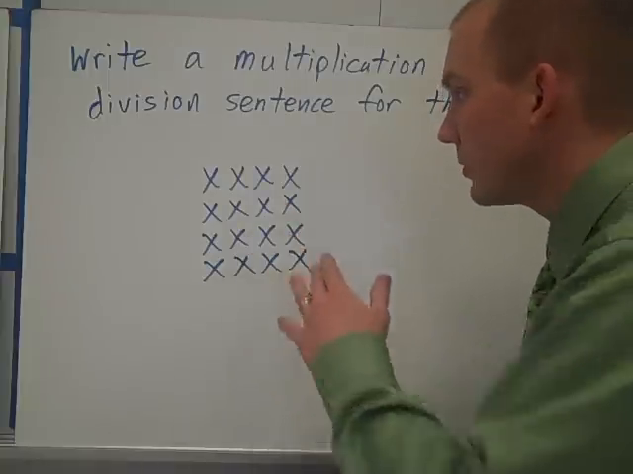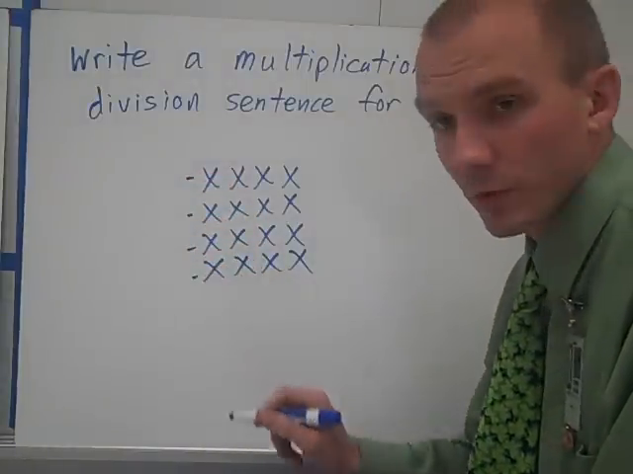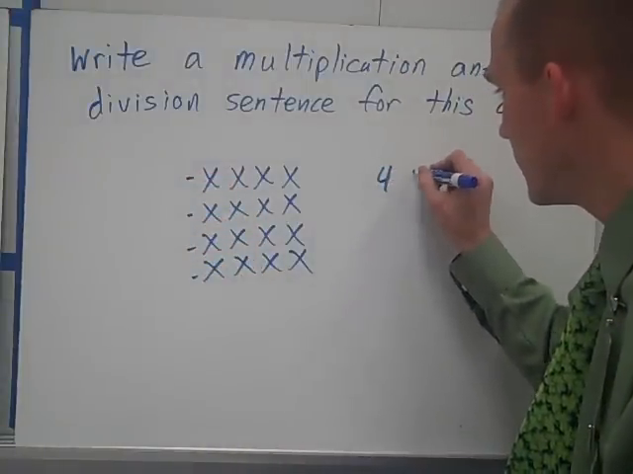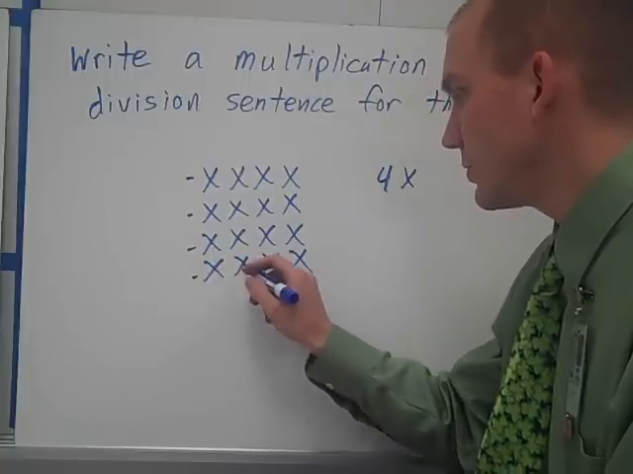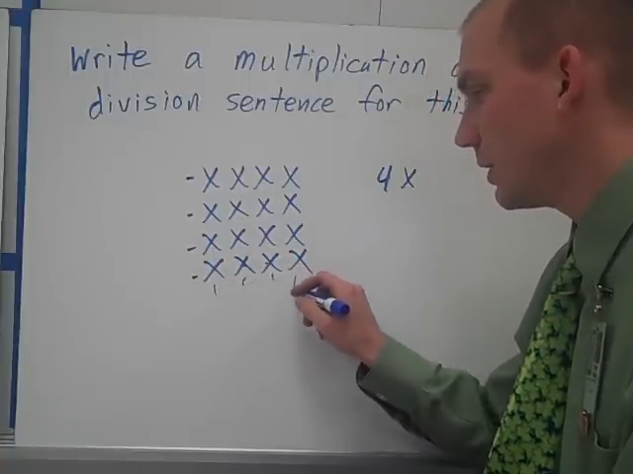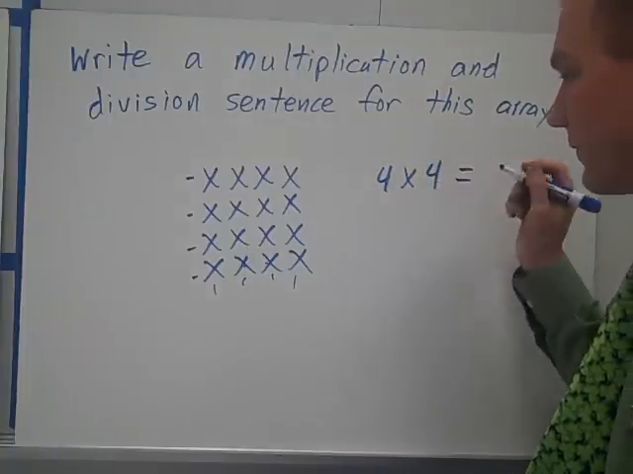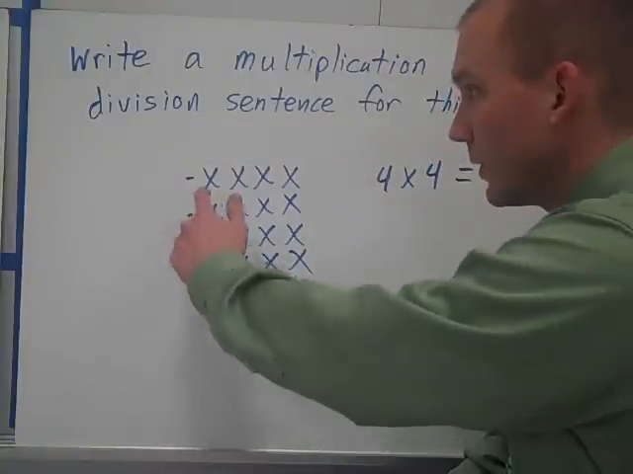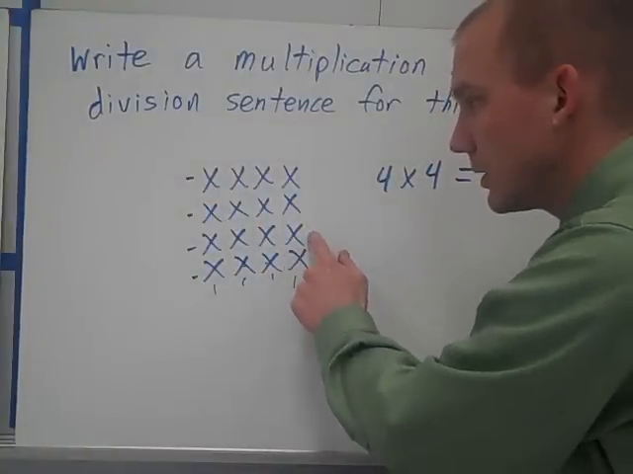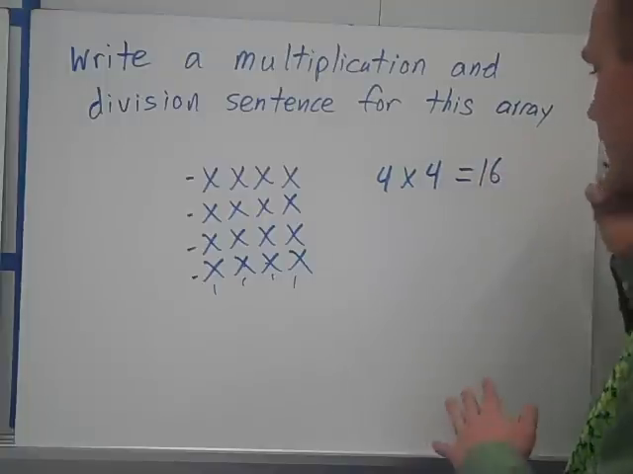To create a multiplication sentence, you first have to say there are 1, 2, 3, 4 rows. So it'll be 4 times. And there are 1, 2, 3, 4 columns. So it's 4 times 4 actually. And to figure out the product, we just have to count them all up, or we can count by 4s. 4, 8, 12, 16. So 4 times 4 equals 16.